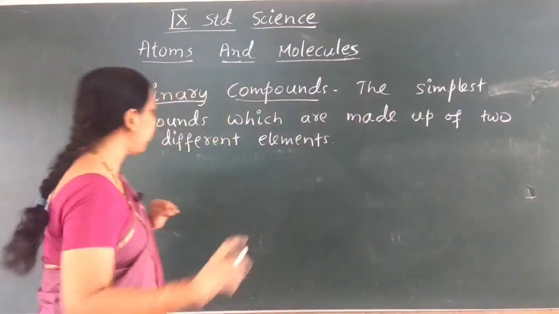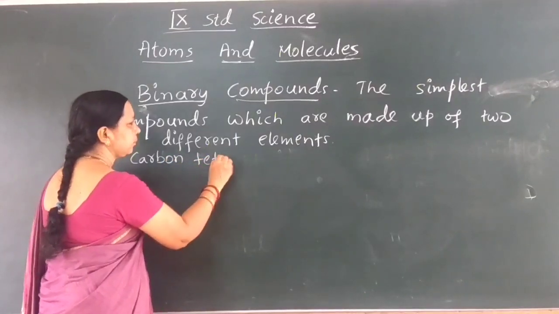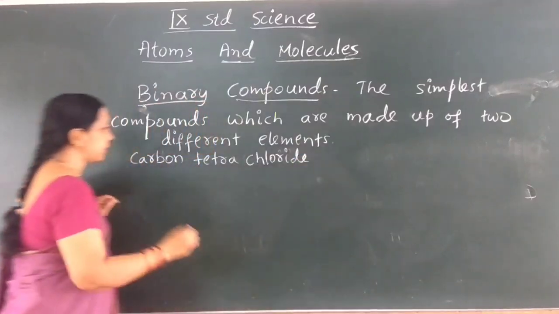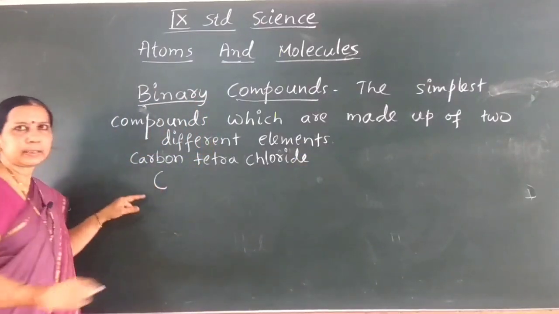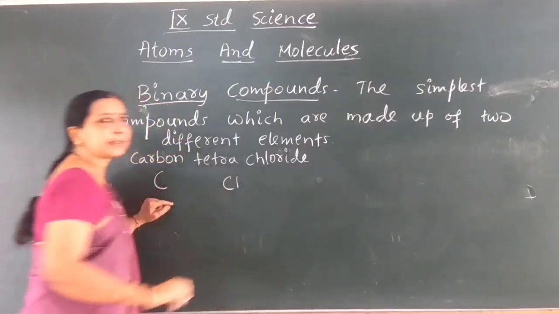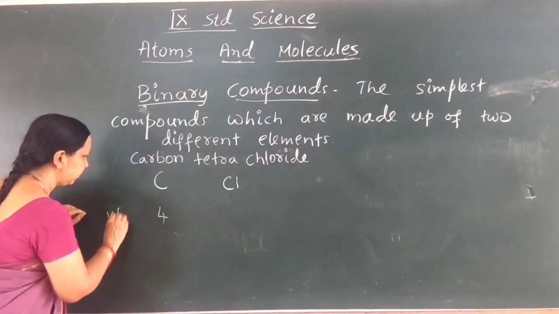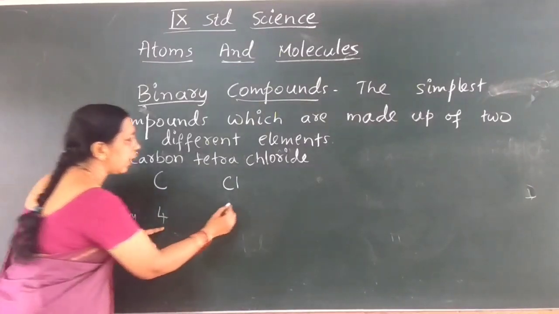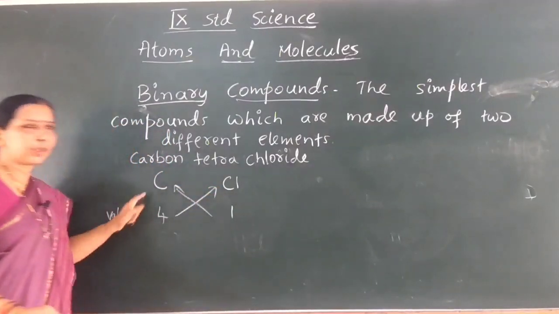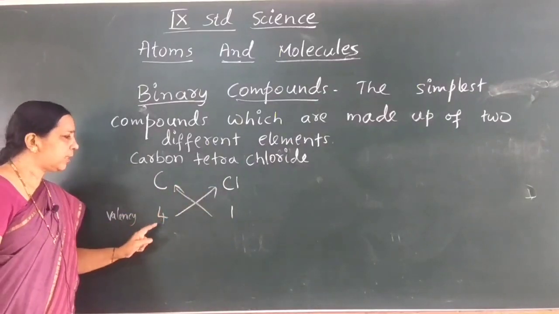Which is the other example? Carbon tetrachloride. Which are the elements present here? Carbon, symbol is C, and chlorine, symbol is Cl. Valency of carbon is 4 and valency of chlorine is 1. Crisscross the valencies. You can easily write now carbon 1 atom and chlorine 4 atoms.